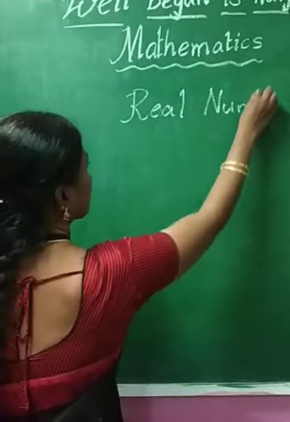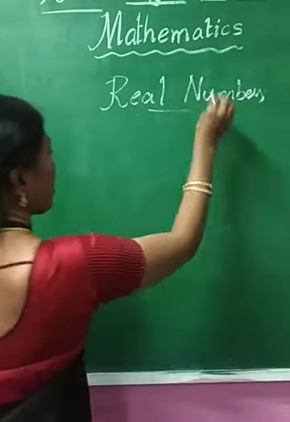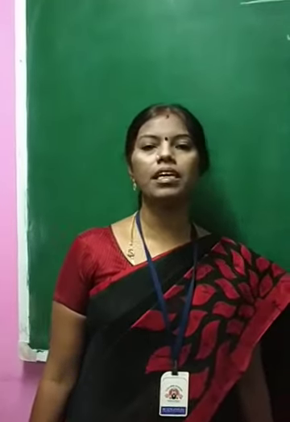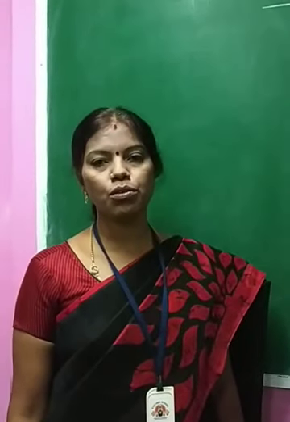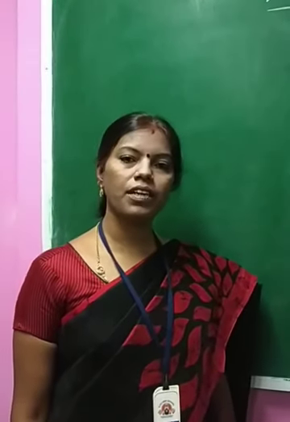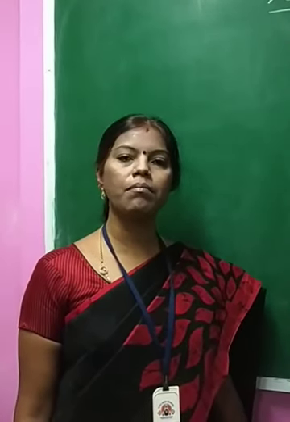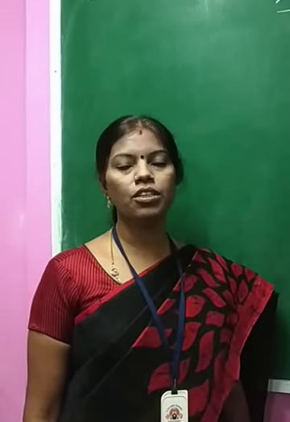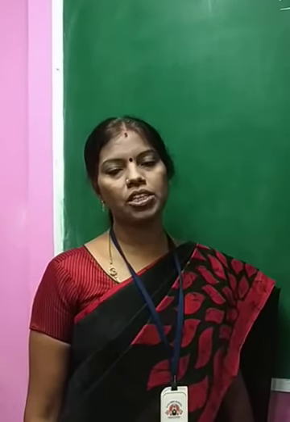So, as we know about numbers, everyone knows about numbers. A number is nothing but a mathematical object which we use to measure, count and label. So, we have different types of numbers, real numbers and imaginary numbers. Before going to real numbers, we should recall natural numbers.